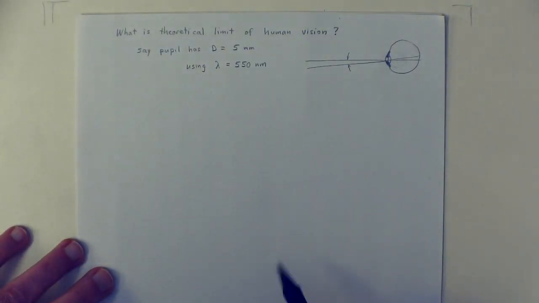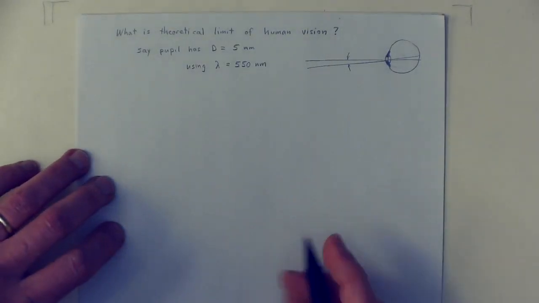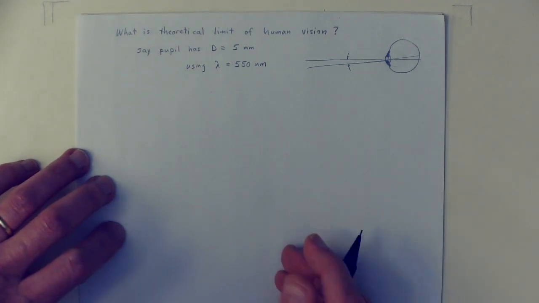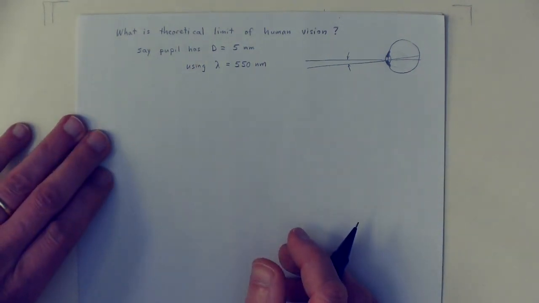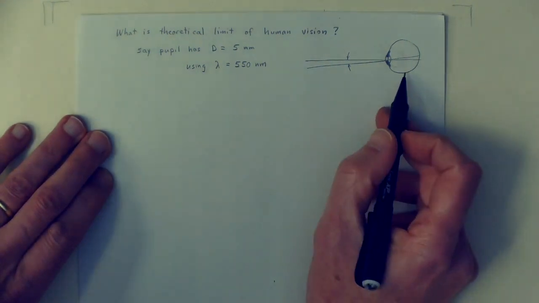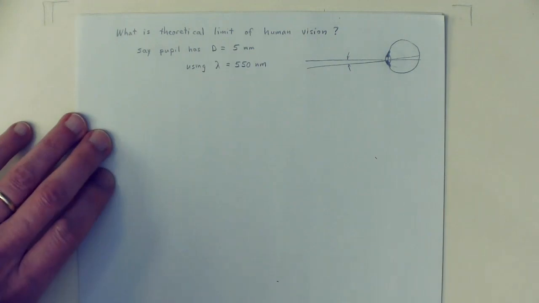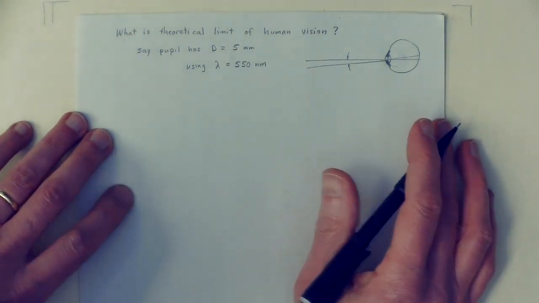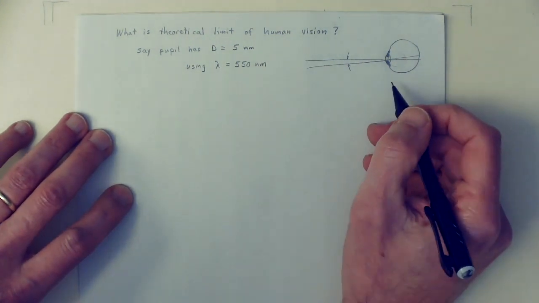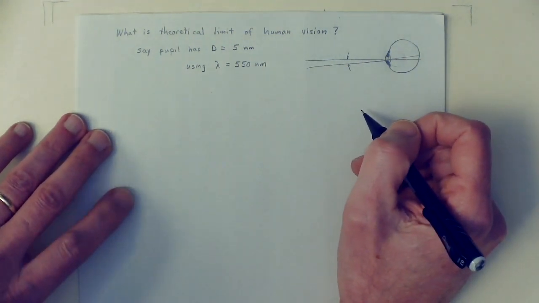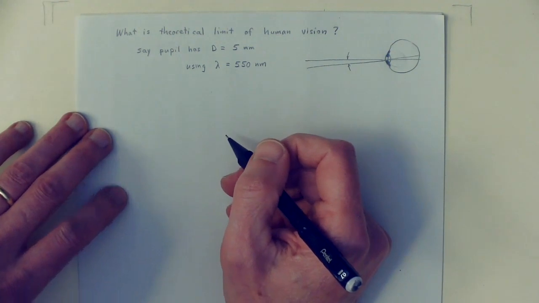Week 14, part 6. Let's do some examples having to do with the resolution limits of optical systems. We'll start with the human eye and ask the question, what's the theoretical limit of human vision? How good could it be, assuming it was perfect in all other respects? What would be the limit placed on it by this diffraction effect?